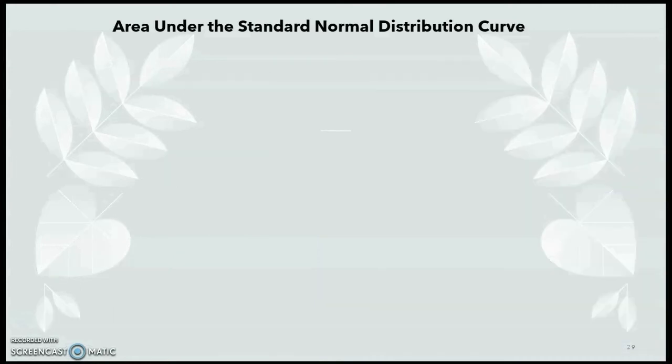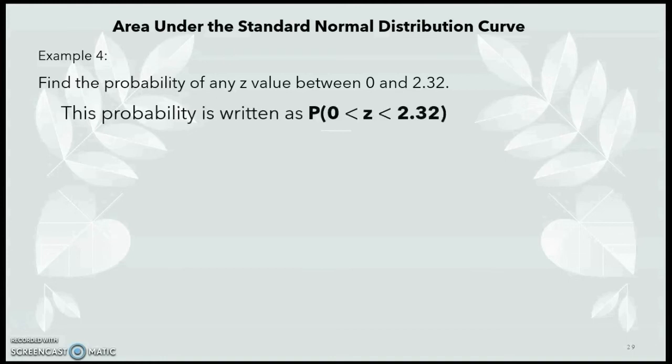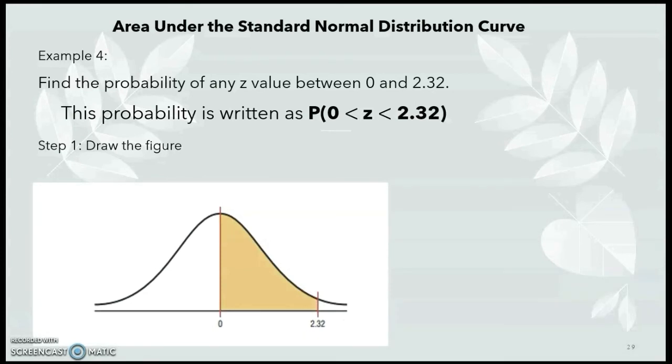The area under the normal distribution curve can also be taught as a probability. If we are asked to find the probability of any z values, it is the same as the first three examples. For example, find the probability of any z value between 0 and 2.32. It is written as probability of 0 less than z less than 2.32. First step is to draw the figure using the normal curve. Then shade the area. So the shaded area is from the mean up to the z value of 2.32.